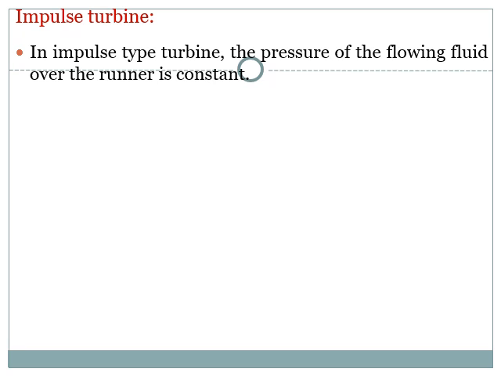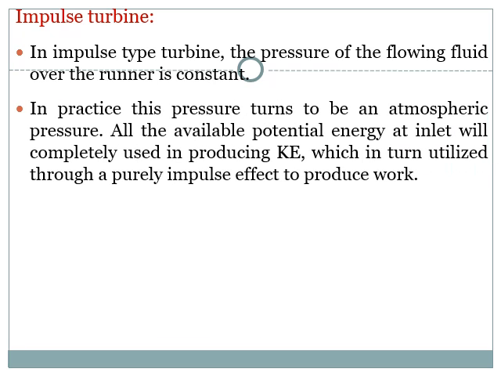In an impulse turbine, the pressure of the flowing fluid over the runner is constant. So in an impulse turbine, the pressure remains constant. A change in velocity occurs, and the pressure drop occurs only in the nozzles. That means when water is discharged from the nozzle, we can observe the change in pressure. In practice, this pressure turns out to be atmospheric pressure, so while it exits from the turbine, it is at atmospheric pressure.